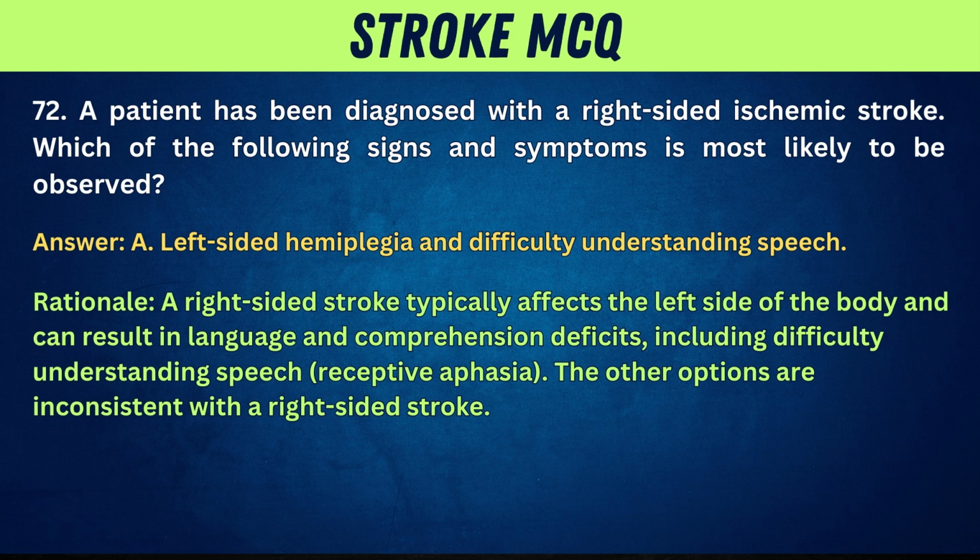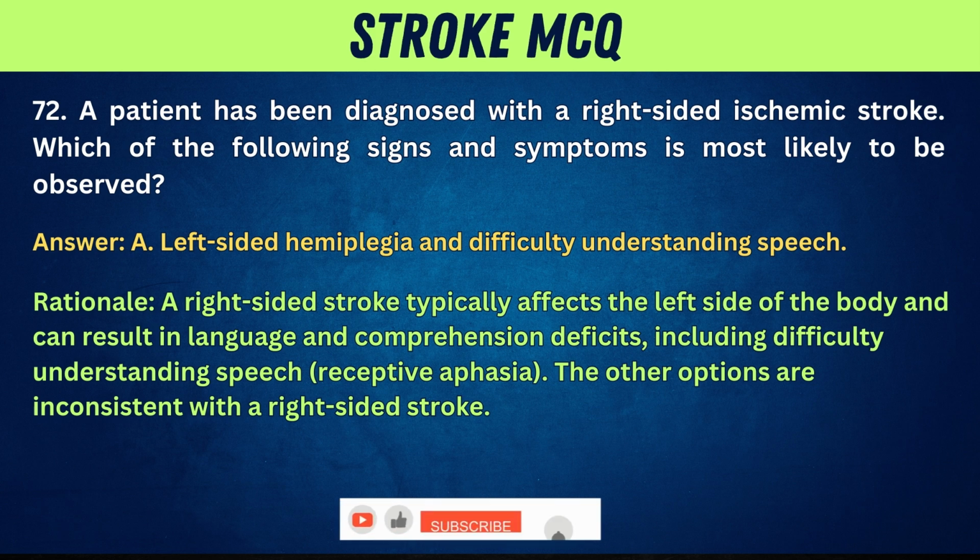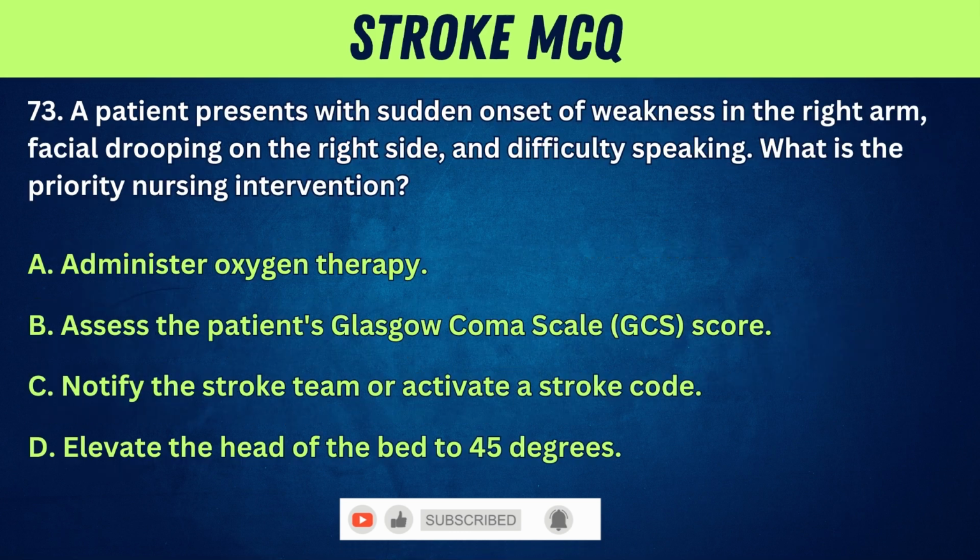Answer: A. Left-sided hemiplegia and difficulty understanding speech. Rationale: a right-sided stroke typically affects the left side of the body and can result in language and comprehension deficits, including difficulty understanding speech, receptive aphasia. The other options are inconsistent with a right-sided stroke.